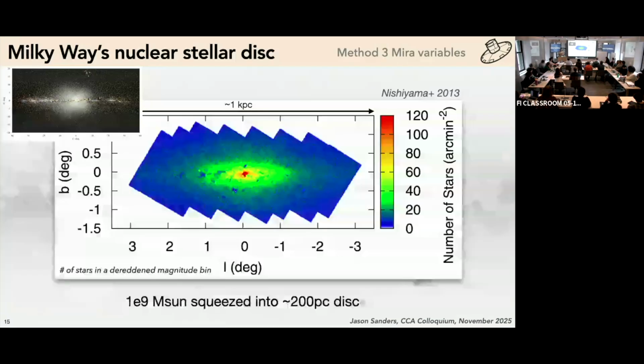The Milky Way is no different from any of these other barred spiral galaxies that I showed. It does seem to have a nuclear structure, a nuclear stellar disk. These are star counts in the near infrared. Here we've zoomed right down into the center of the galaxy, so we're only looking at a few degrees across, a few hundred parsecs across. It's a small structure, but it contains an awful lot of mass, about 1 billion solar masses squeezed into this very small region.